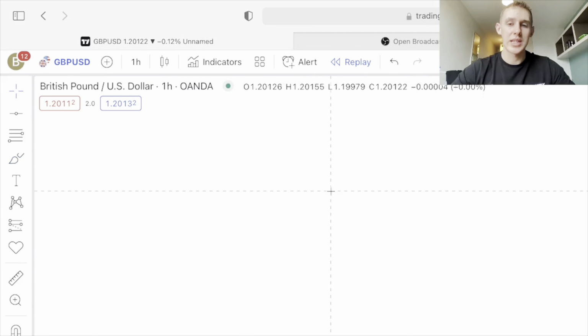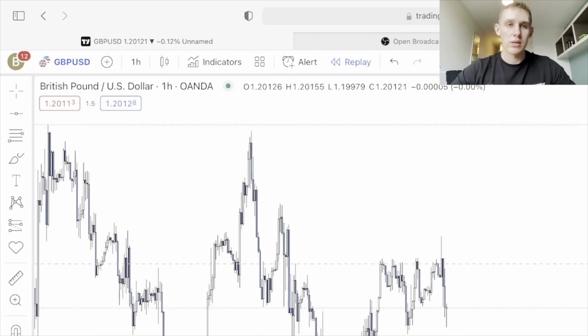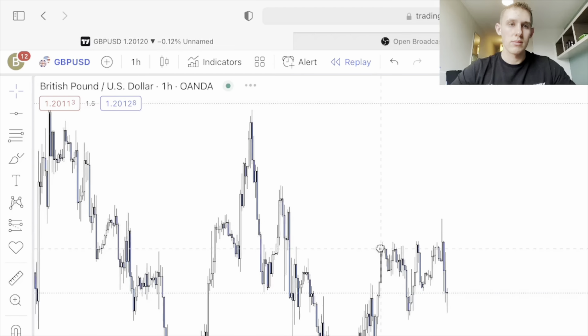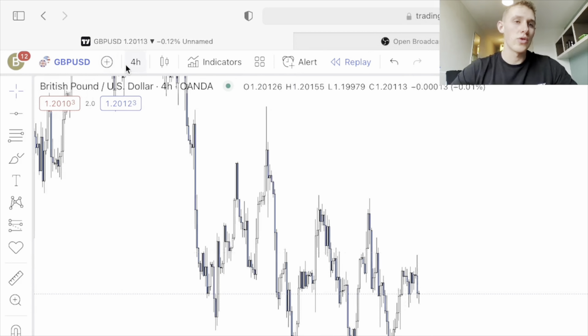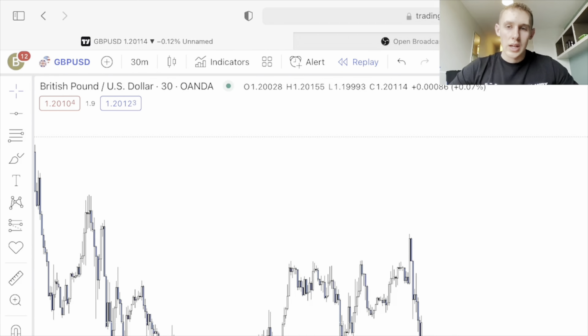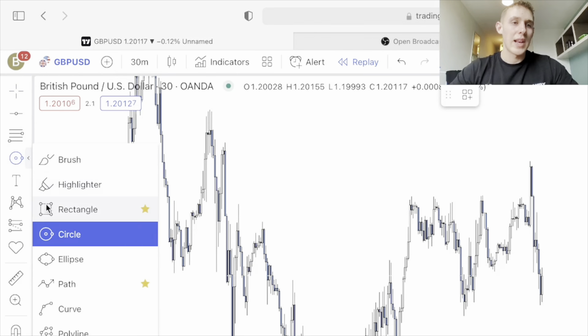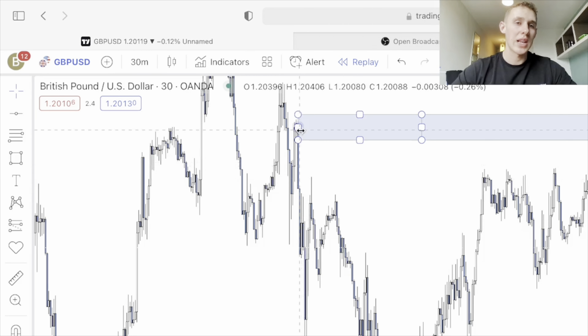There was a very nice example on GU this morning. I don't know why it's deleted all the drawings, but we had this level of supply marked out to the left, this one here. You can see it was a clear imbalanced area of supply, which caused this push down and broke this structure.